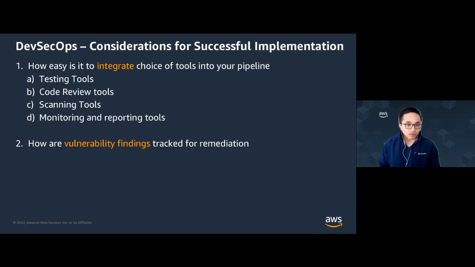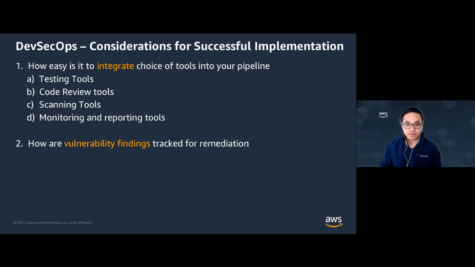So in order to implement proper DevSecOps practice, there are some tips and tricks that you should pay more attention to than other areas. You want to think about how you leverage testing tools, code review tools, or scanning tools, and integrate them very easily into your existing pipeline. Because if it is hard to use, if it is not intuitive, your developers or your teams are not going to use it.